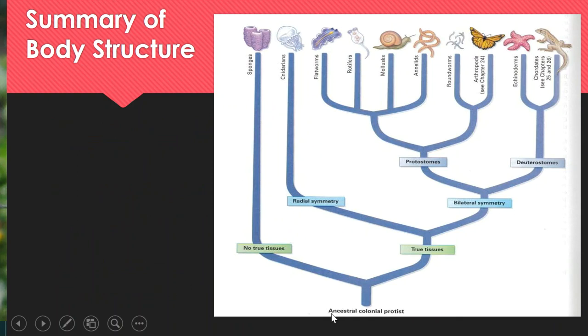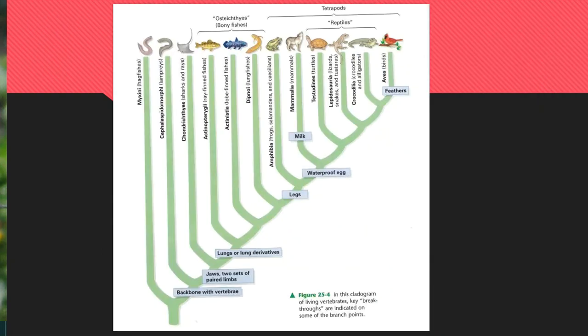You can see at the bottom here, ancestral protists. Then we go to no true tissues like sponges, true tissues with everything else. Radial symmetry with cnidarians, bilateral symmetry with everything else. Protostomes with mollusks, worms, and arthropods. Deuterostomes with echinoderms and chordates. So that's why echinoderms are studied right before chordates.